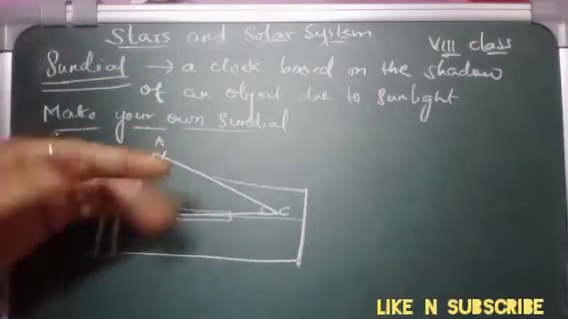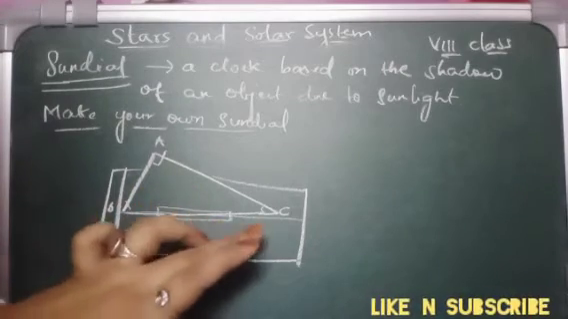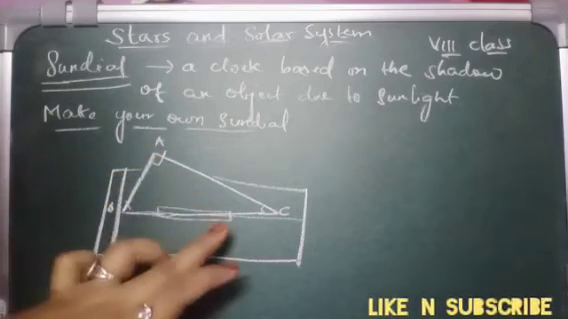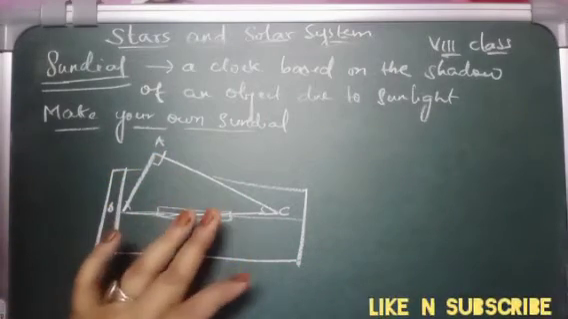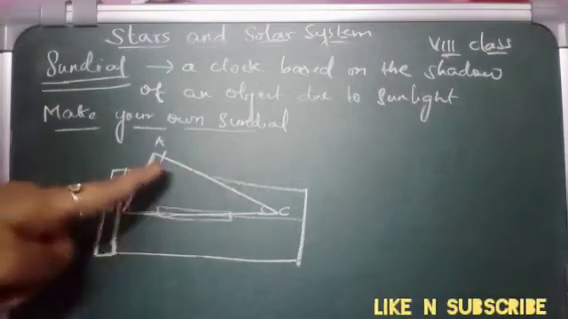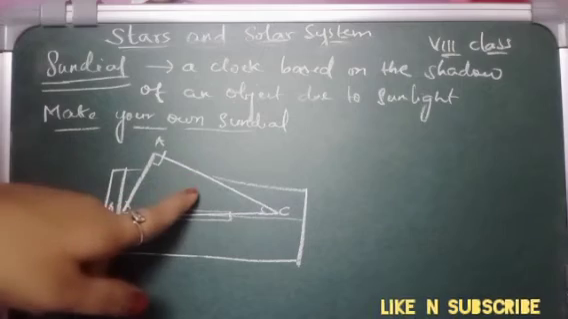It should be straight. So now what we are going to do, we are going to place this board with the triangle on level ground in an open space where you get sunlight. Throughout the day the sunlight should be falling on this sheet.